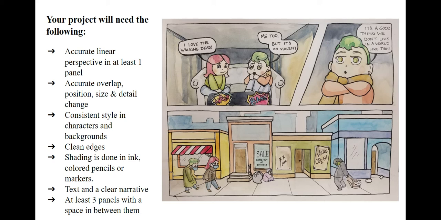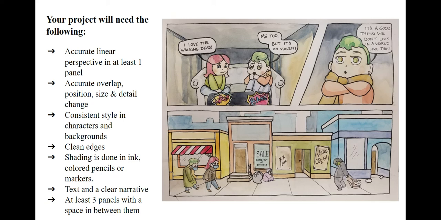Text and a clear narrative. I need to see a little bit of a story here. You can't just have random stuff. You need to have an actual story that goes from your first to your last panel. And at least 3 panels with spaces in between them. So you can have 6 panels if you want to. That's fine. I wouldn't go above 6 if I were you. If you want to have just 3, that's okay, but you can't have 2, you can't have just 1, you need to have at least 3.